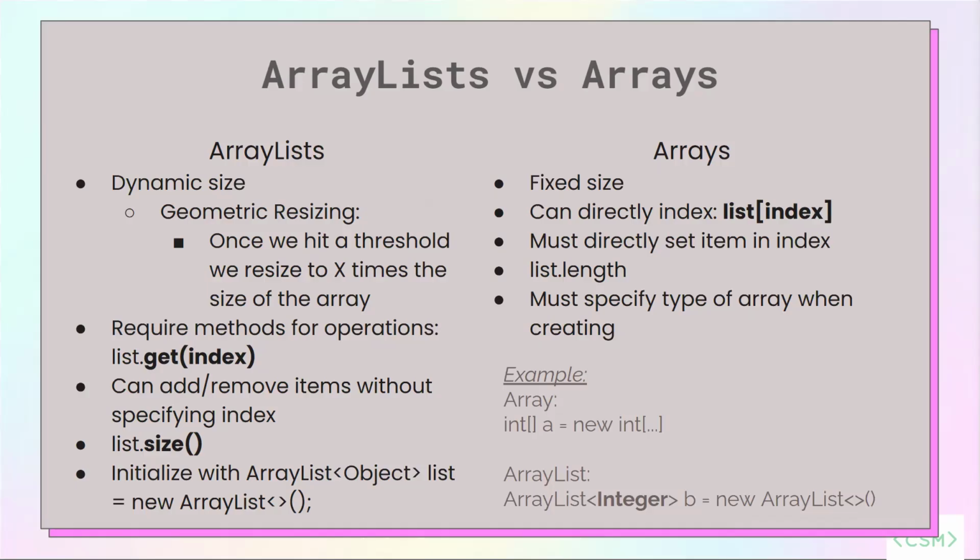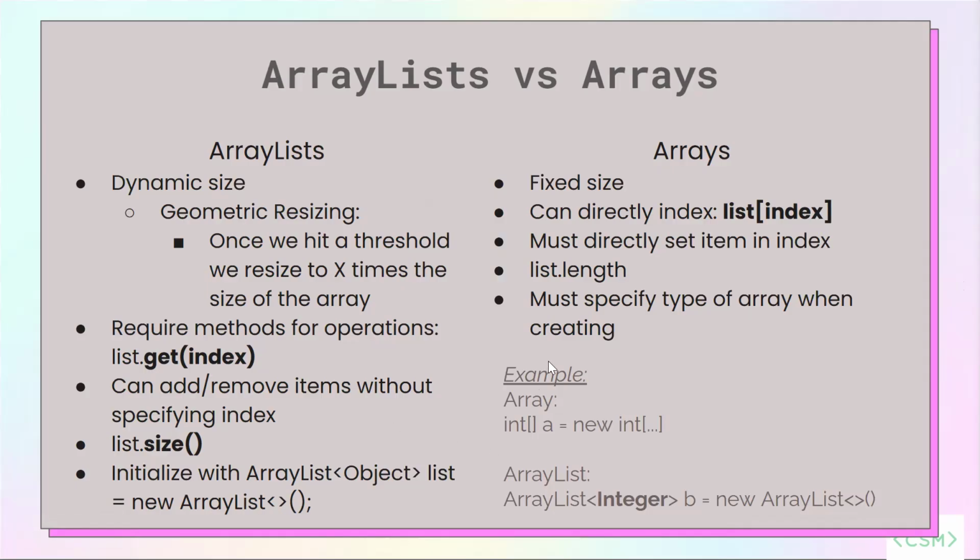But for array list, you need to use the array list dot get method. And if you want to get the length or the size of an array, you can just use array.length. And then for array list, you use the .size method.